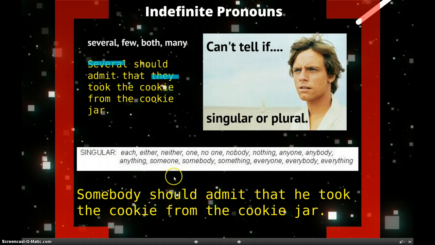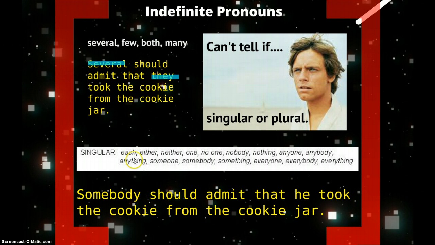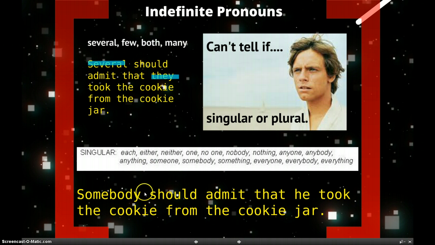Here's something that you will always get tripped up on. Even though in this sentence we don't know if the person is a he or a she, you have to have a singular pronoun because somebody refers to one person. Now you can say he or she. Somebody should admit that he or she took the cookie from the cookie jar.